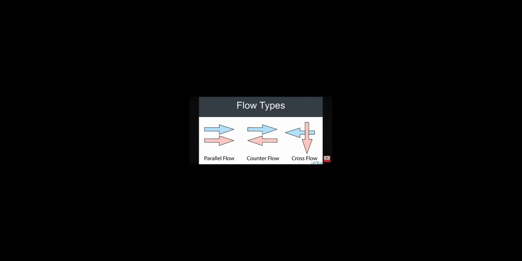Now, among the three flows, which is the more effective flow? If you see in a plate type heat exchanger, what type of flow is used? Counter flow. Why is counter flow used for a plate type heat exchanger?